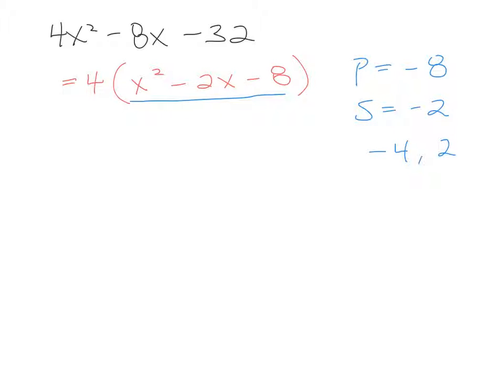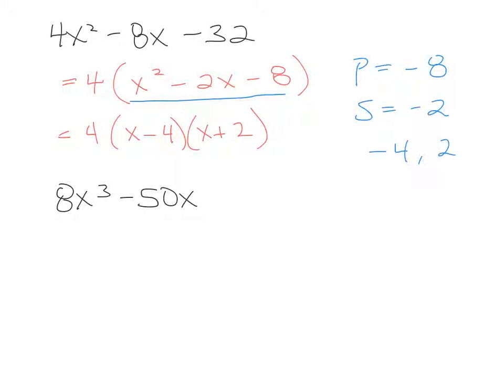Awesome. Remember, because it is a simple trinomial, I can go right to the brackets. So the 4 stays out front. It's baggage. You never want to lose baggage. And then x minus 4 in one bracket and x plus 2 in the other bracket. And you're done.